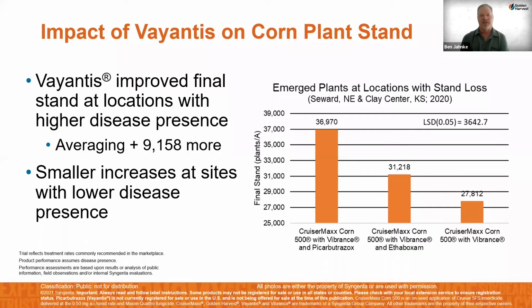If we look at the impact of Viantis on corn plant stand, what we saw was that Viantis improved final stand at locations with higher disease presence by over 9,000 plants per acre. This is denoted in the graph on the right here. You can see our treatments: Cruiser Max Corn 500 with Vibrance; in the middle bar, Cruiser Max Corn 500 with Vibrance plus ethoboxam; and then the left bar, Cruiser Max Corn 500 with Vibrance and pydiflumetofen, or Viantis. Note the difference in emerged plants where we saw stand loss.